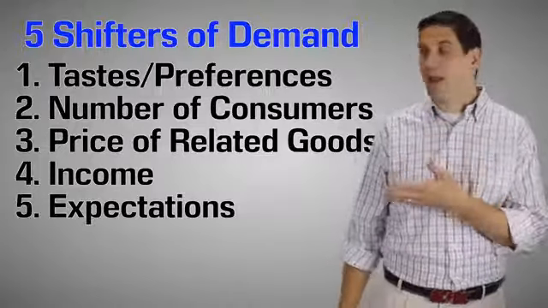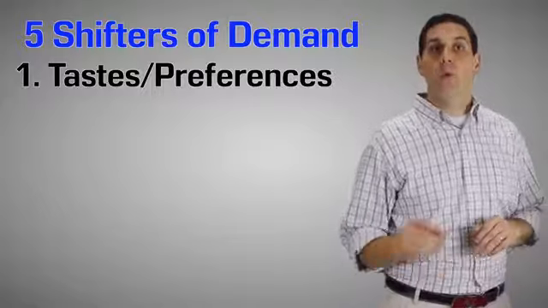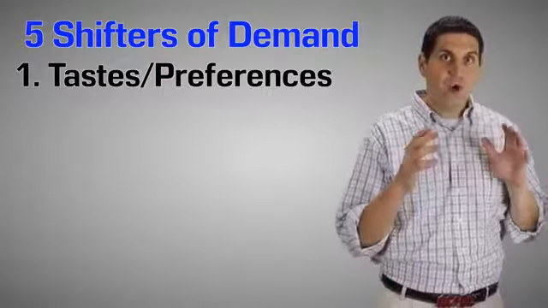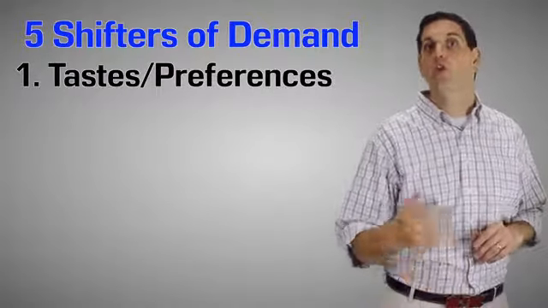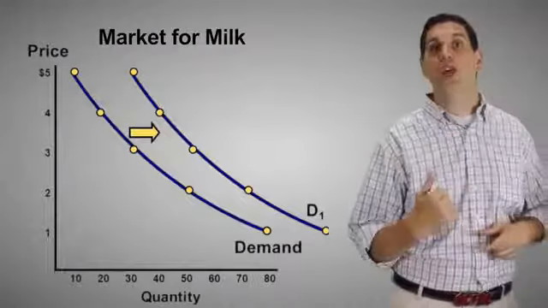These are the things that cause the demand curve to shift. The first shifter of demand is tastes and preferences. For example, what if a new study comes out that says that kids who have milk in the morning before they go to school do better at school and they're smarter? Well, that would increase the demand. The demand curve would shift to the right.